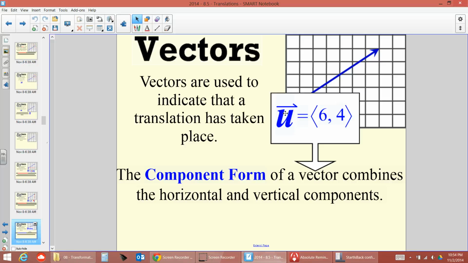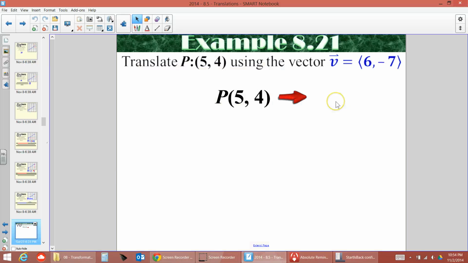And there's lots of different ways to write vectors. You can use angles, you can use all sorts of different things. But as far as the component form goes, which is what we're going to be using, this is the x direction and this is the y direction of the vector u.